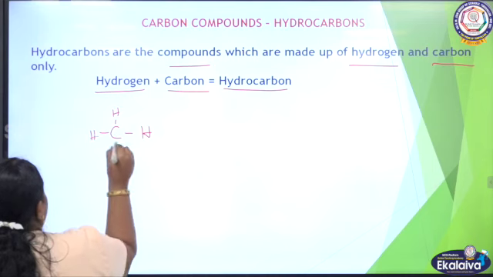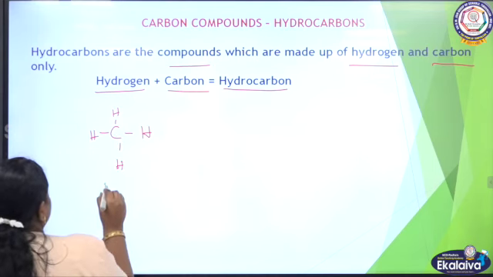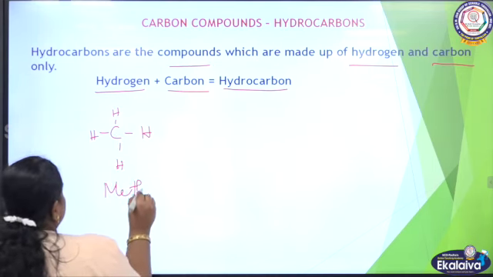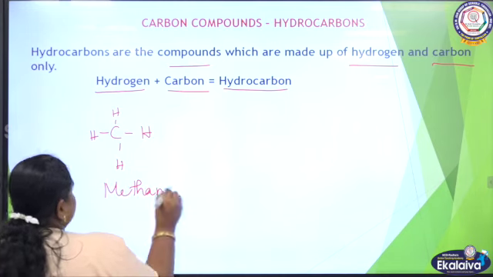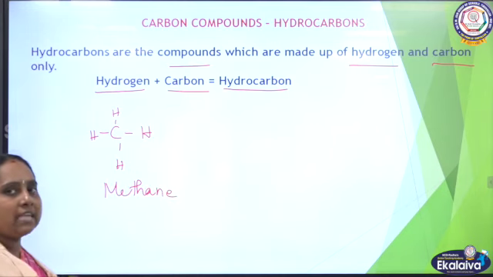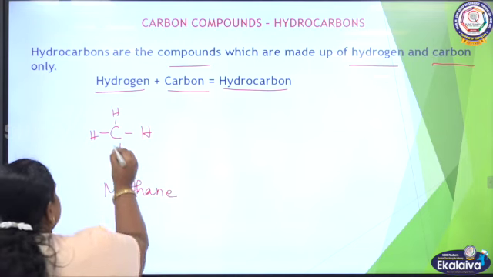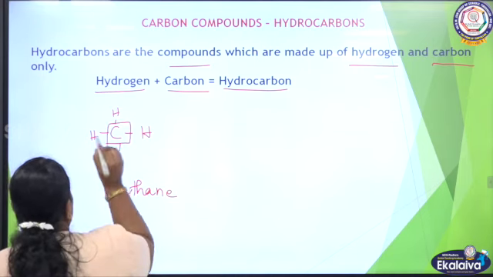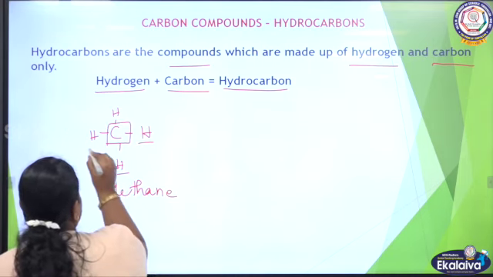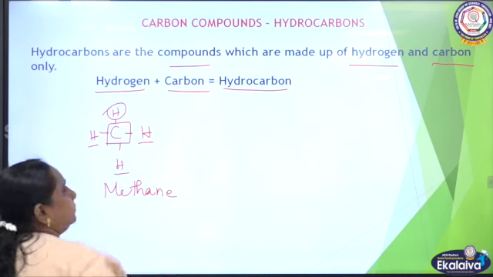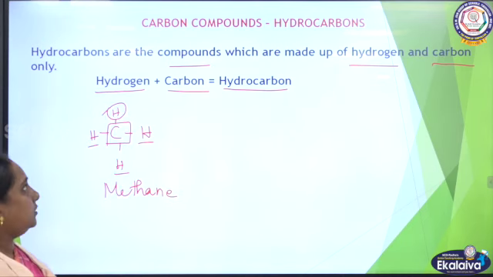to form these hydrocarbons. This compound is a well-known compound called methane, which is a hydrocarbon. Why is it called a hydrocarbon? Because it is a compound made up of carbon atoms and hydrogen atoms, so it is called a hydrocarbon, right?